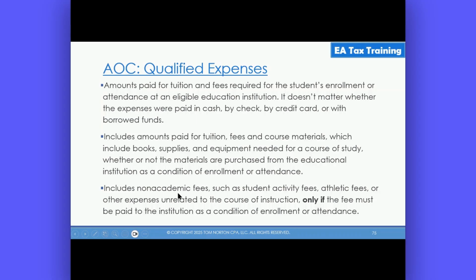And it does include non-academic fees if those are not voluntary. So sometimes you've got a student activity fee or an athletic fee, and you have to pay those in order to get into the school. If that's the case, then you can include those as well. So for the AOC, it's tuition and fees, books, and other materials that you need, and any non-voluntary fees that you have to pay.